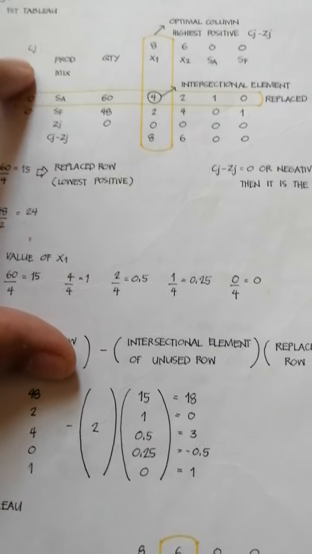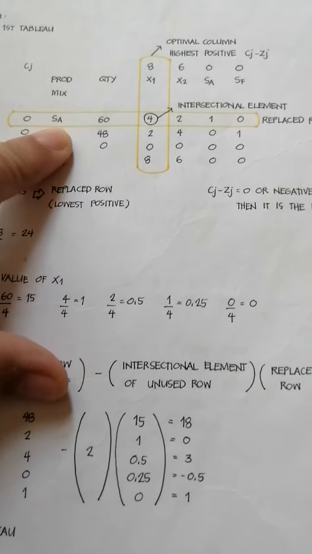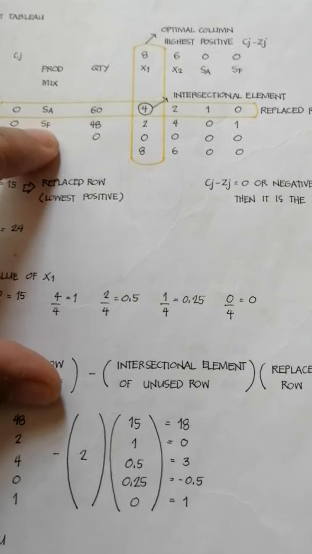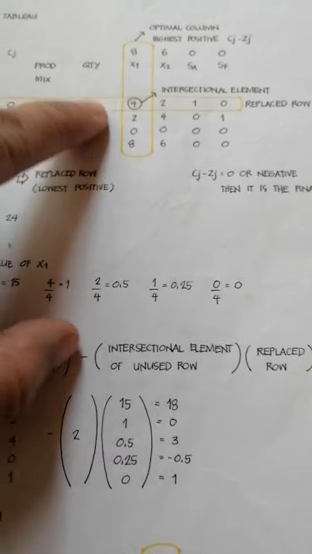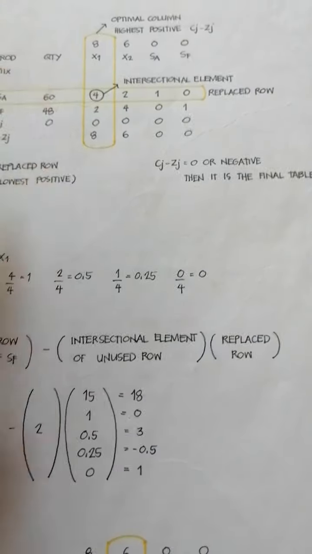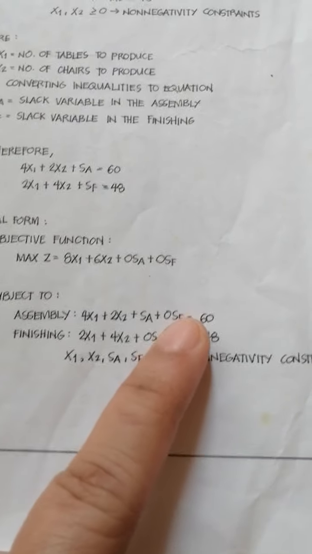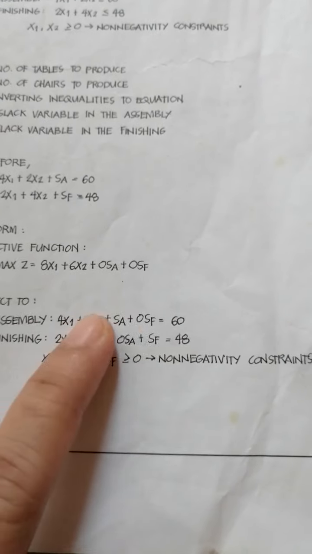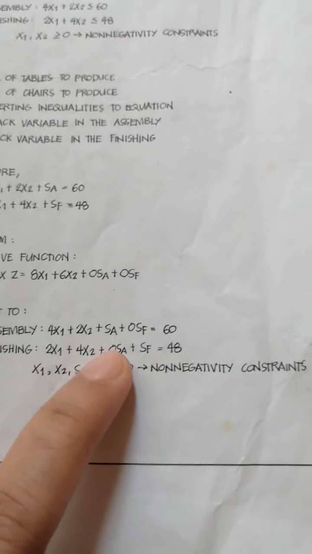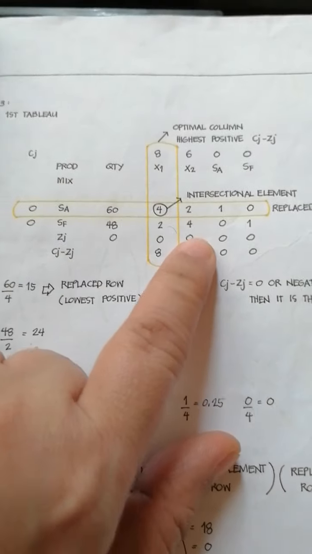Okay, so again, your CJ, the profit per unit, if you have slack variable in assembly is 0, and for slack variable in finishing it's also 0. And then just copy all the coefficients of the numbers in your equation. So these are all the numbers: the 60, 48, 4, 2, 1, 0, 2, 4, 0, 1. So it's the same value that you have in here.